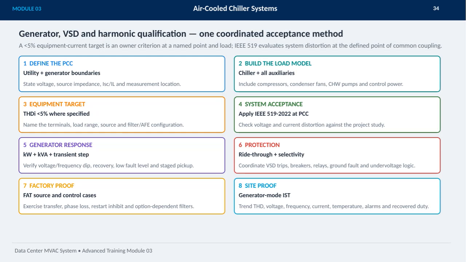Now let's dive into the coordinated acceptance method for generator, VSD, and harmonic qualification. The primary goal here is to maintain equipment current distortion, or THD, below 5% at a specified point of common coupling, or PCC, which aligns with IEEE 519 standards. First, we define the PCC by establishing utility and generator boundaries and identifying key parameters like state voltage, source impedance, and measurement location.